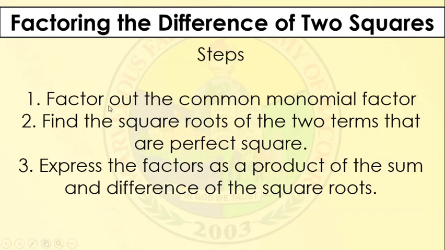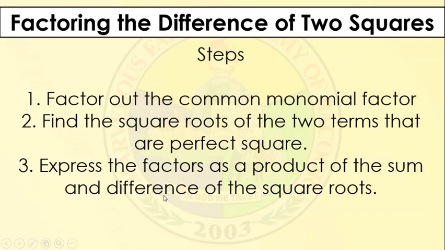So first is factor out the common monomial factor. Okay? So kapag yung given na polynomial term is hindi siya perfect square number, ibig sabihin nun, lalo na kapag meron silang common terms, kailangan mo yung common na factor, kailangan mo yung kunin. Okay? Next, find the square root of the two terms that are perfect square. So, kinakailangan natin kunin yung square root ng both terms natin, the first and the last term. Okay? And then next is express the factor as the product of the sum and difference of the square roots.